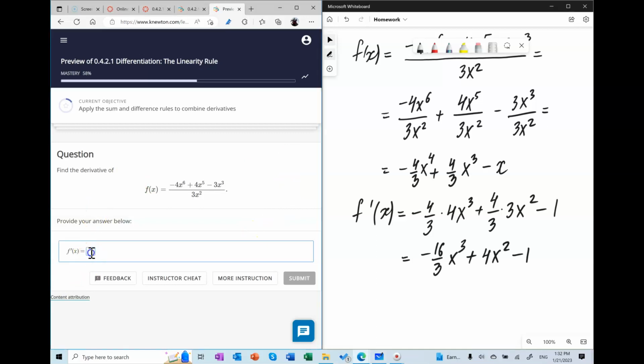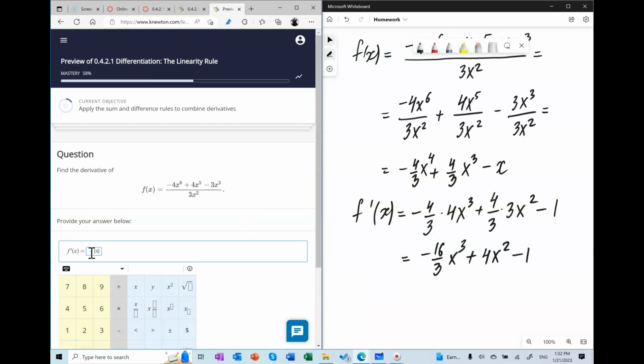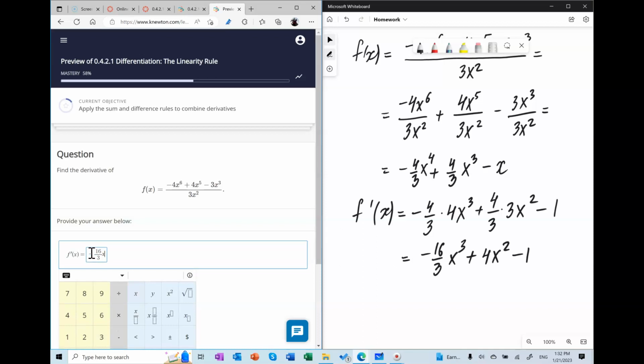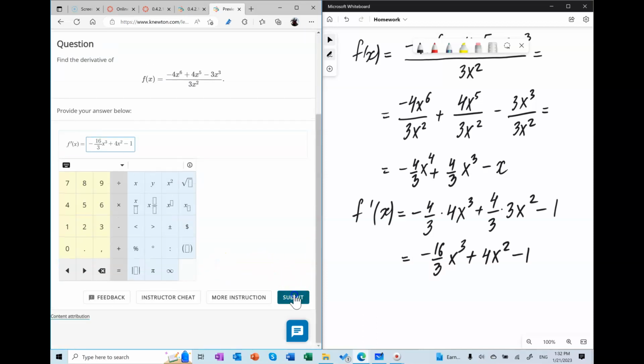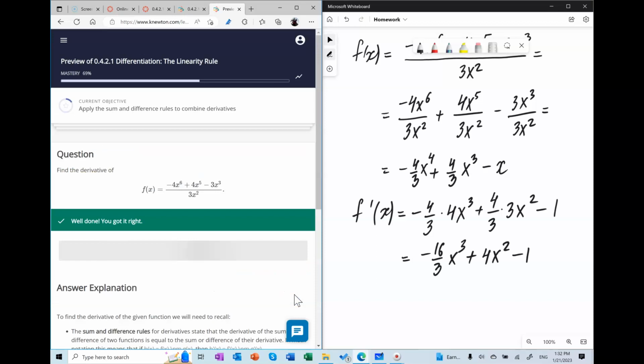Let's type the answer. So again, the idea is we don't like the quotient rule that much. So even though that was the first instinct, we probably would have run into much uglier expressions if we were to do the quotient rule here.